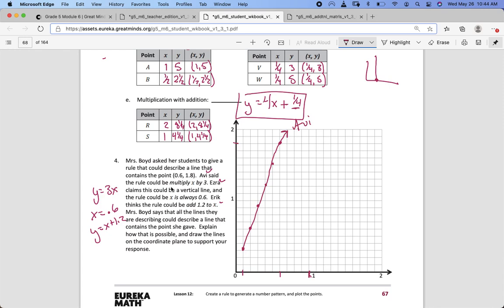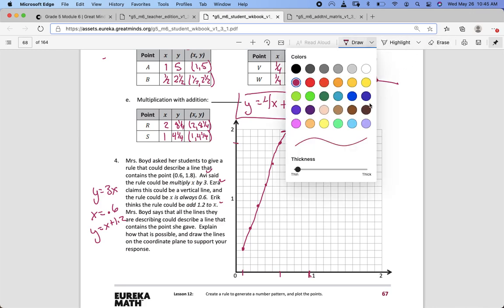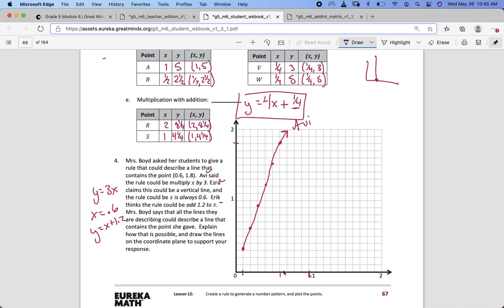Okay. The next one, Ezra. Ezra said that it could be a vertical line, and the rule could be x is always 0.6. Well, that's easy to draw. I'll use blue. That would be right here. This is the point, by the way. And that is just like that. It's a vertical line. And we'll call that one Ezra.